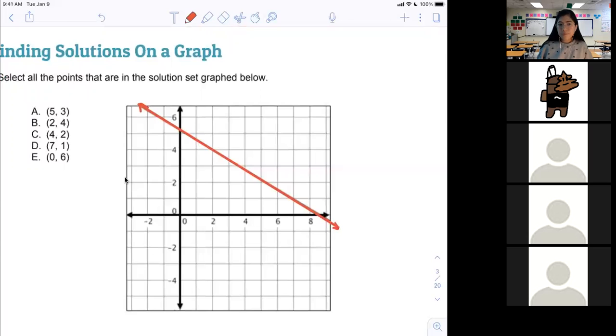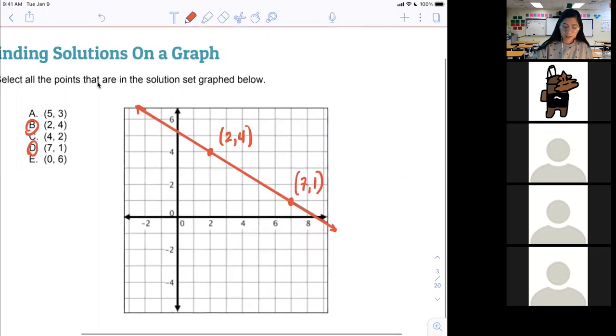Can I say? If you have one, you can say it. I think it's B. B, 2, 4 is on that line. Okay, anything else? And C. No, D. D, 7, 1. Yes. That looks good. 7, 1. Are any other of those on the line? No. All right, that looks to be it. Yeah, nothing else really matches.